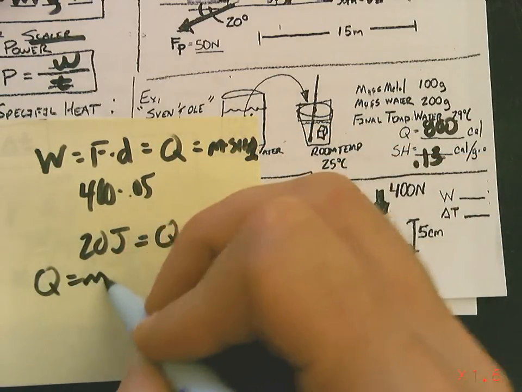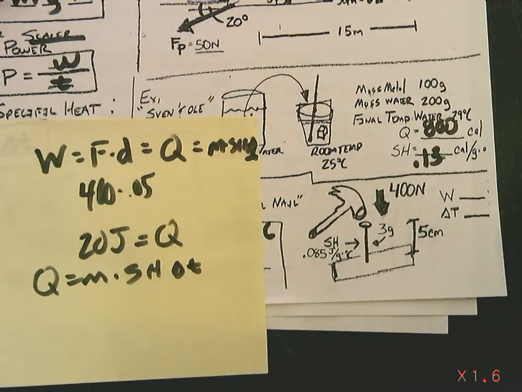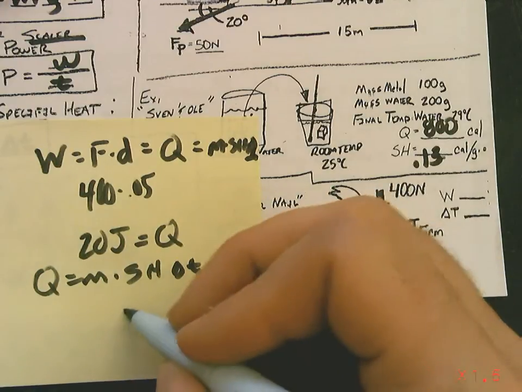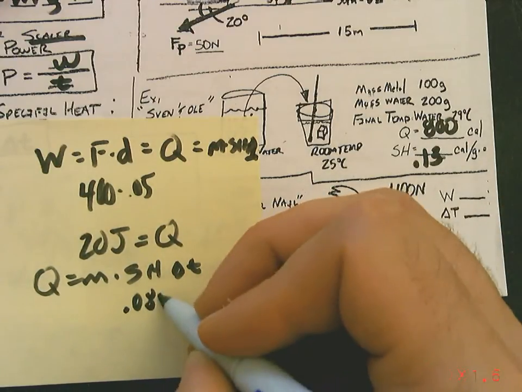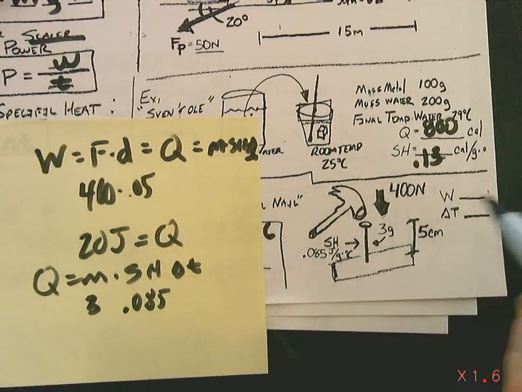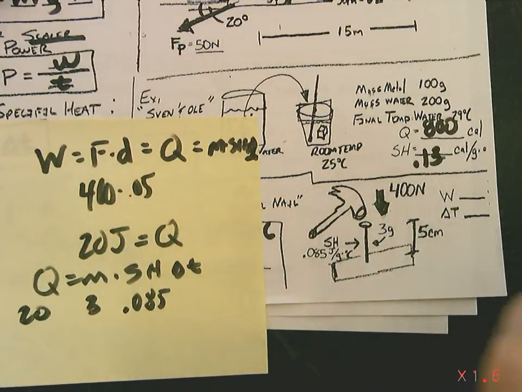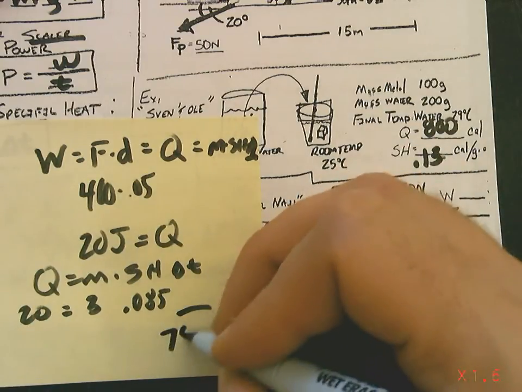So in Q equals MSH delta T, the specific heat kind of dictates how all the other units want to be, and it's 0.085 for the nail. And the nail has a mass of 3. And we put in our previous answer, heat 20 joules. That'll tell us our delta T in degrees Celsius. So all I got to do is say 20 divided by 3 divided by 0.085, and that gives me 78.4 for my temperature change.